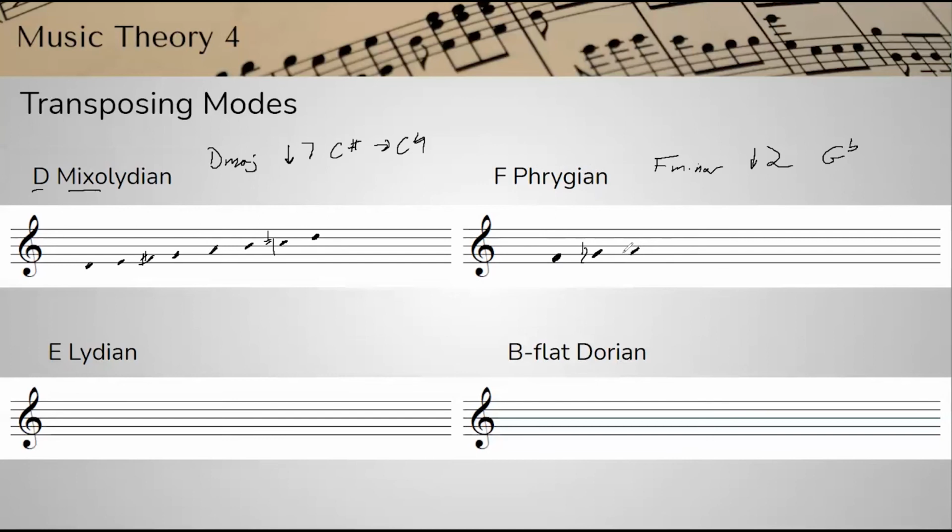And then the rest will just be F minor, so we'll have an A flat, a B flat, a C, a D flat. This is all natural minor, by the way. An E flat and an F. And then we have our F Phrygian scale.